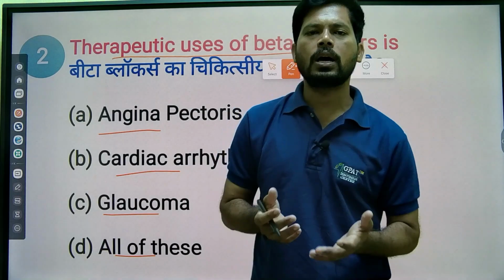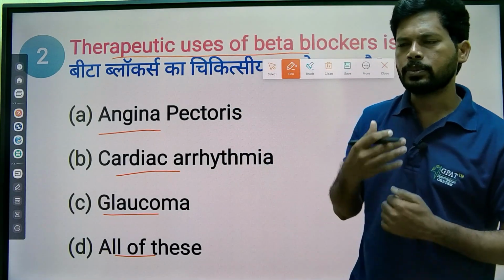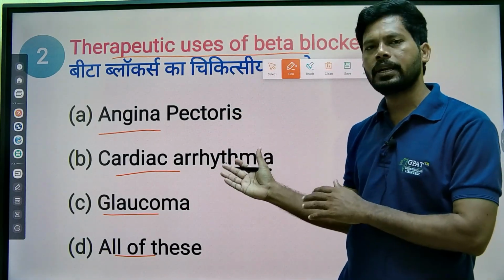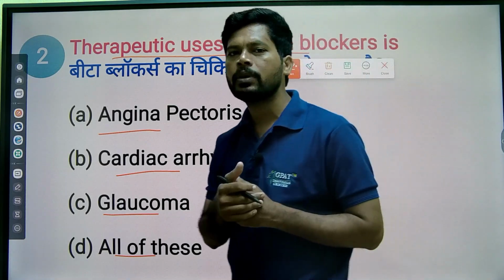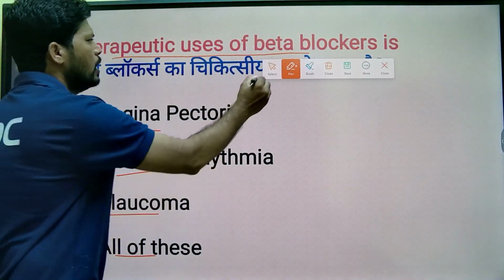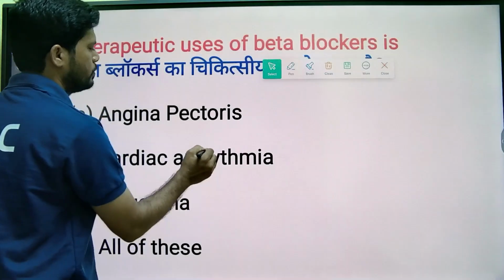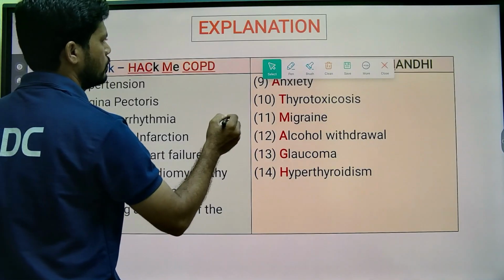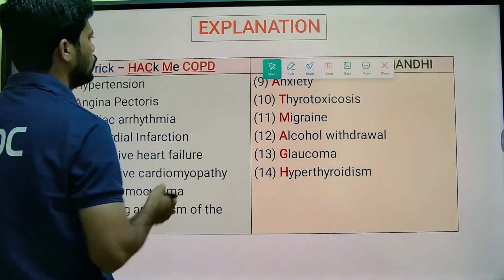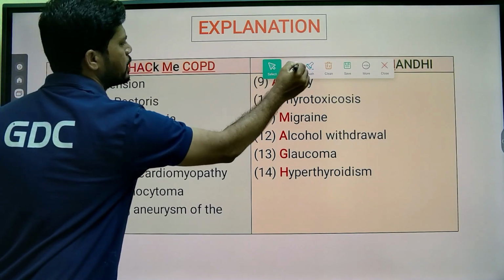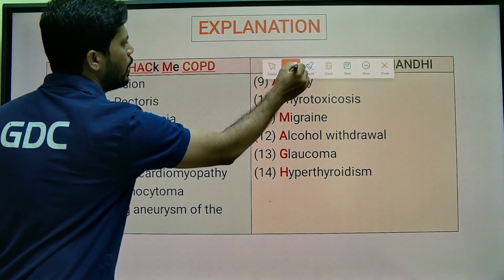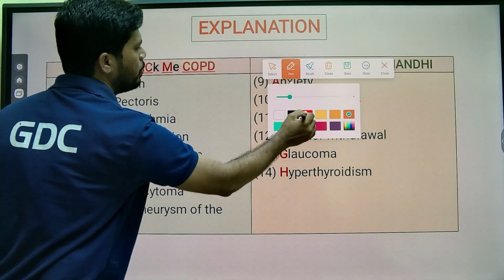Beta blockers are the drugs that can help in the treatment of hypertension, angina pectoris, cardiac arrhythmias, as well as glaucoma. So the answer is all of the above. Here, this is a trick. There are different clinical applications of beta blockers.